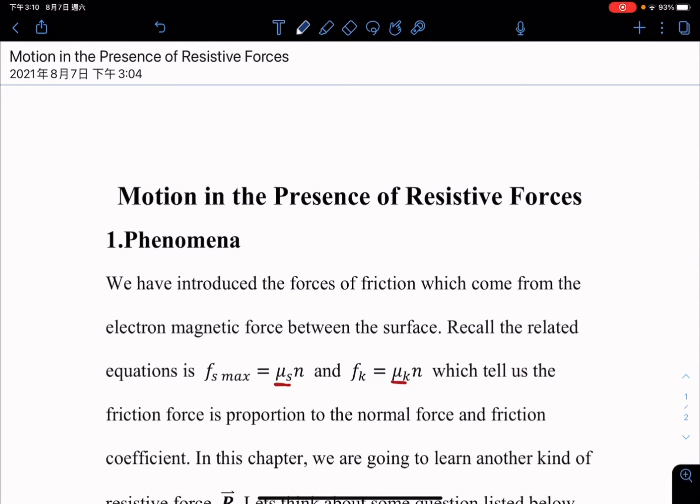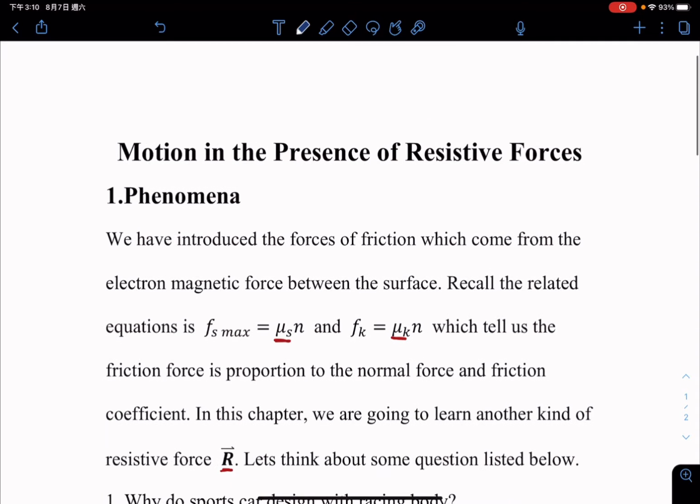Today, I am going to tell you about motion in the presence of resistive forces. Let's start.